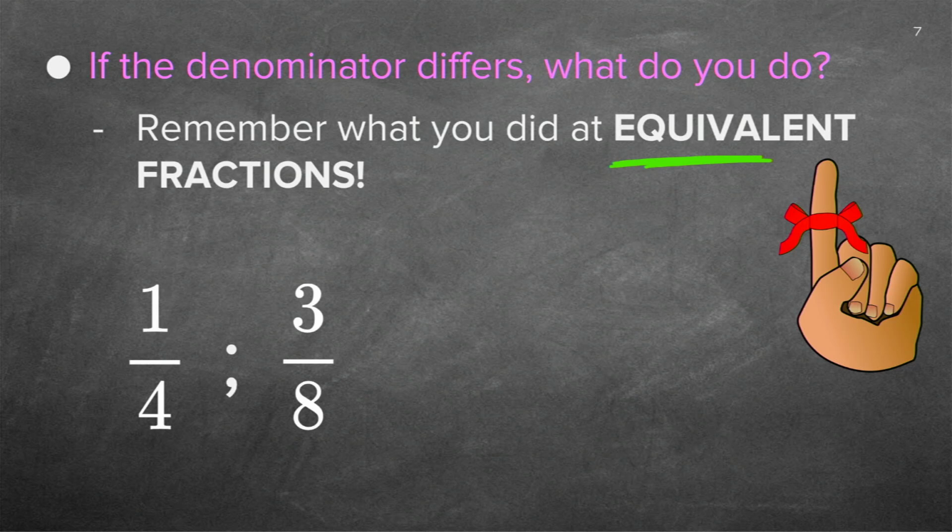I know that 4 I can multiply with a number to get 8. So 4 times 2 equals 8. So 1 times 2 I will do at the top. Remember, what I do at the bottom, I do at the top. So this will be 2/8. So 2/8 is equal to 1/4.